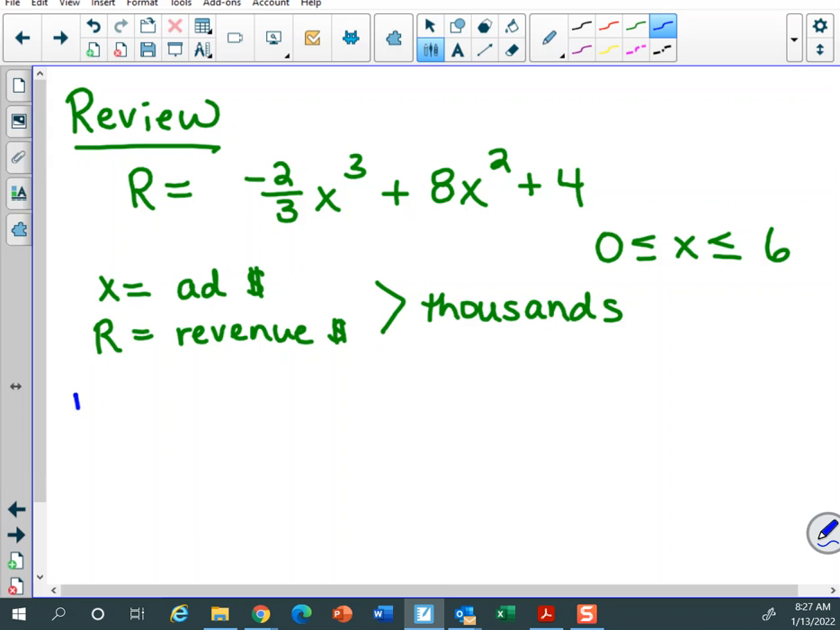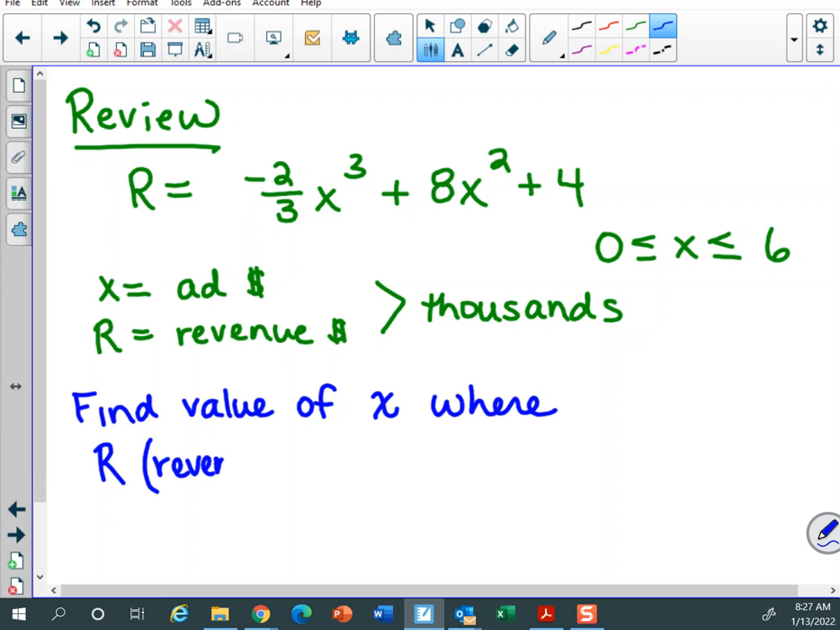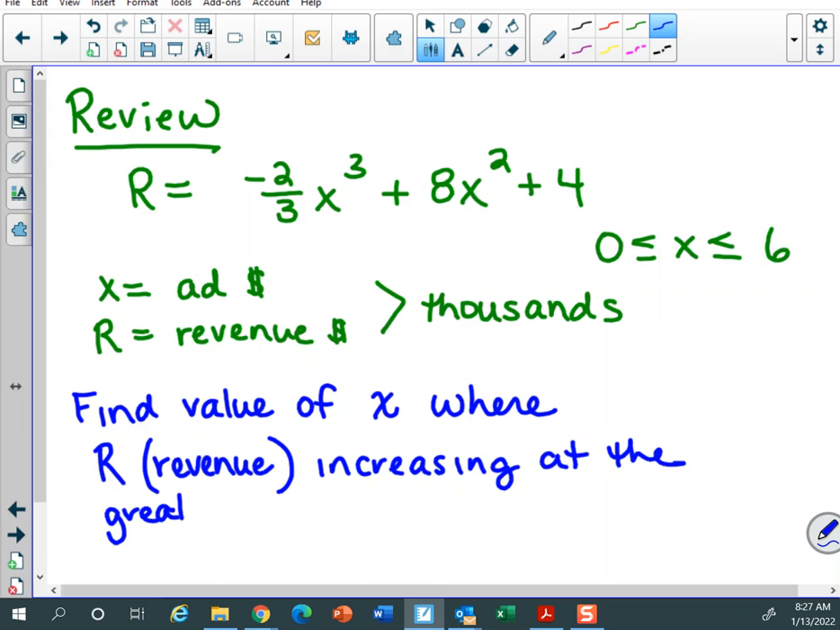And so my question for you is to find the value of X where the R, or revenue, is increasing at the greatest rate. Okay.